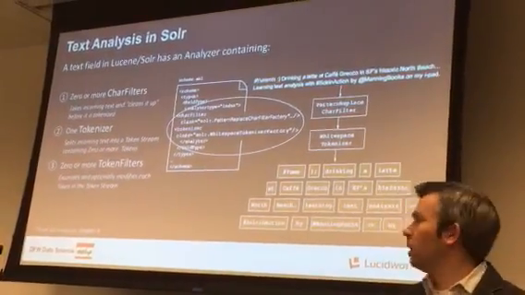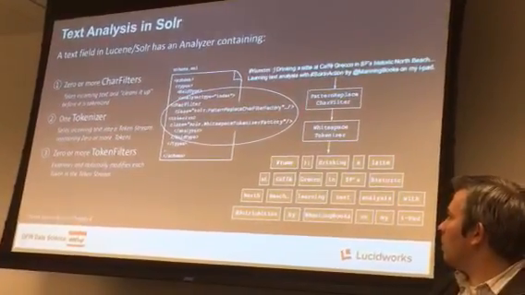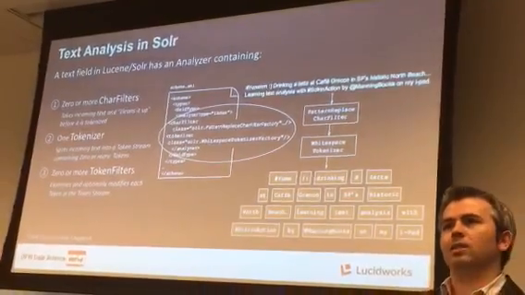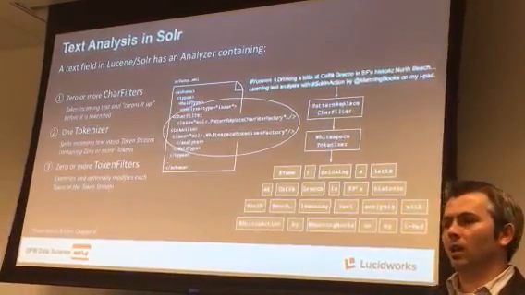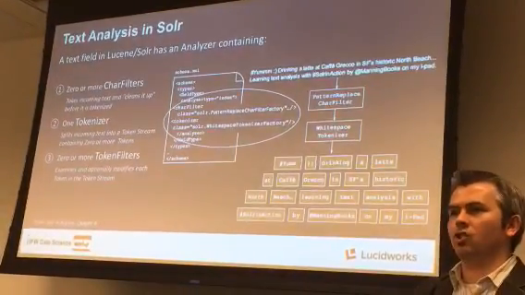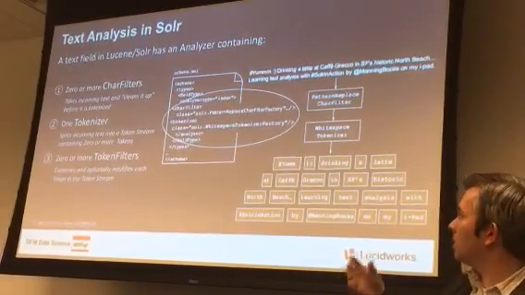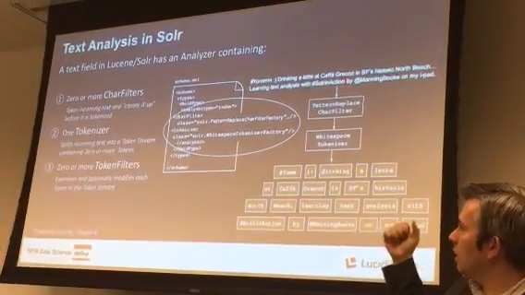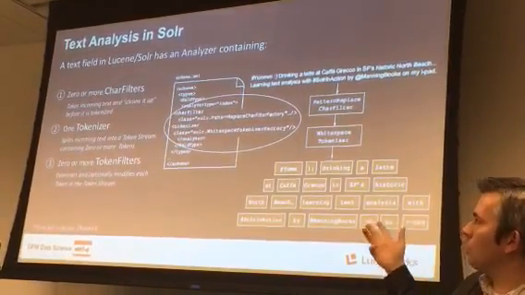And so in Solr, for every field that you would index into Solr with content in it, you can set up an analysis chain that can be composed of three things: char filters, a tokenizer, and token filters.